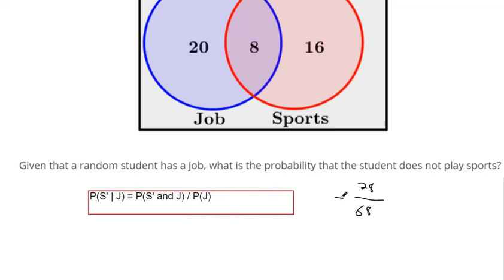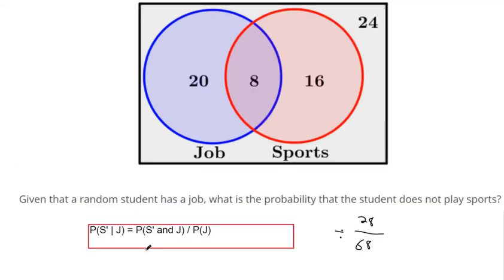So I'm going to use the division symbol. This next one has to meet both conditions. S prime means a person that doesn't do sports. It's here and here. Those are the numbers that are outside of the circle for sports. That's what the S prime means, does not play sports. There's 44. It says S prime and J, so it's got to be where the job circle intersects with those two that we just identified.